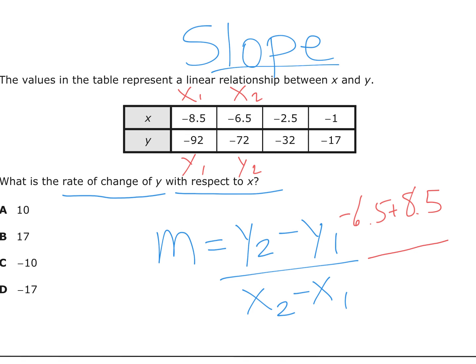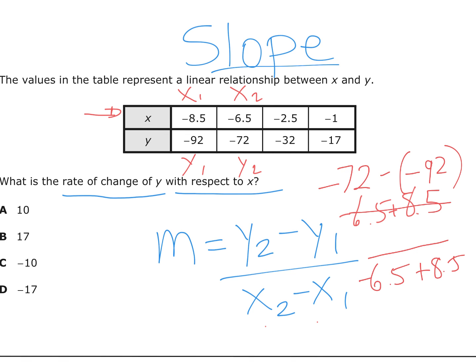So remember, these are x values. So the x values actually are in the denominator. So I'm going to have negative 6.5 plus the 8.5. Why is it plus 8.5? Minus a minus 8.5. And the y's would be a negative 72 minus a negative 92.